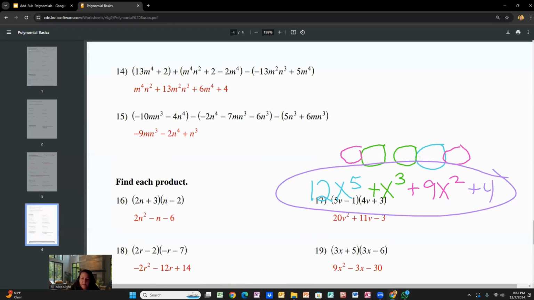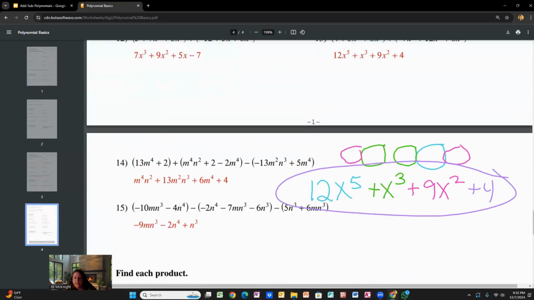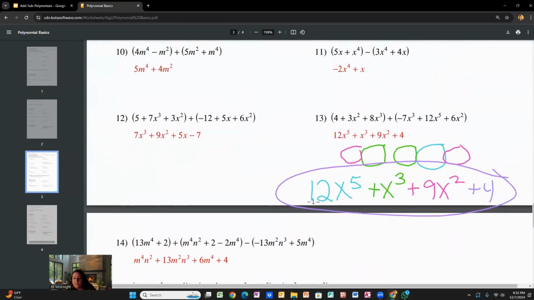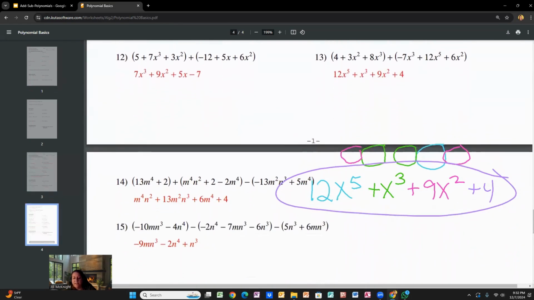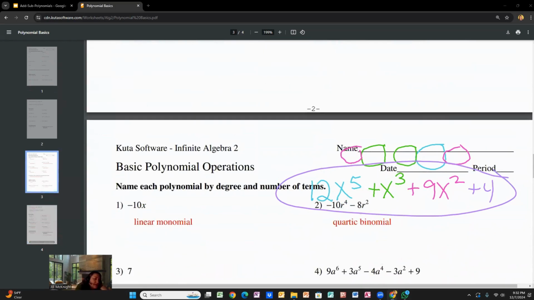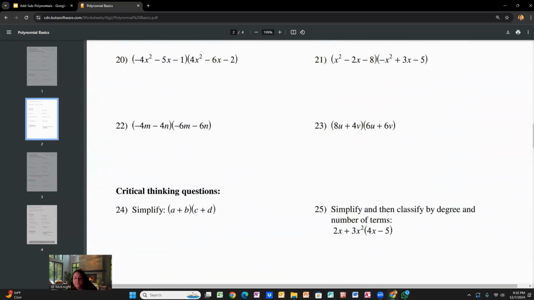Let's double check. Number 13, 12x to the fifth plus x cubed plus 9x squared plus 4. We did it right. All right, the next one we're going to do is going to be subtracting.